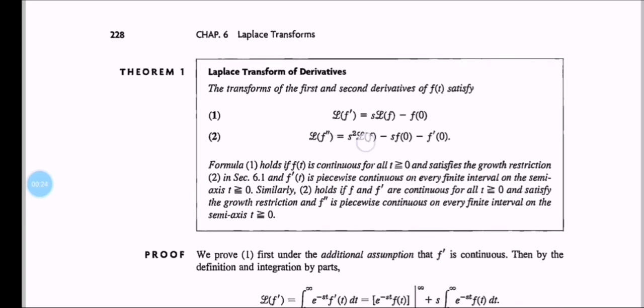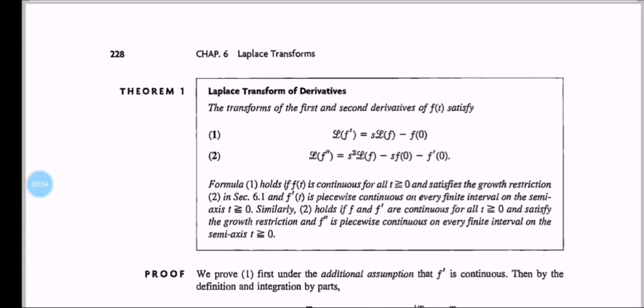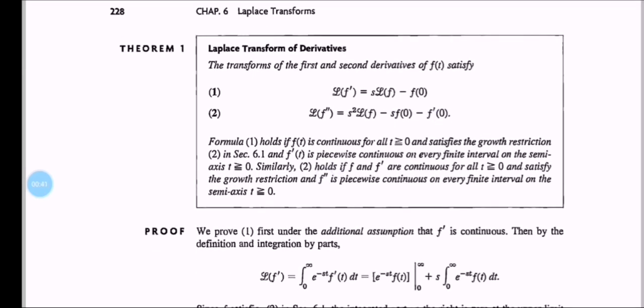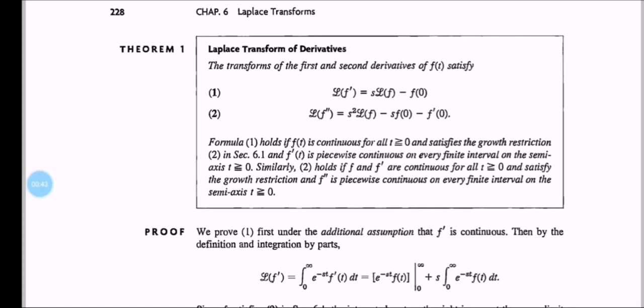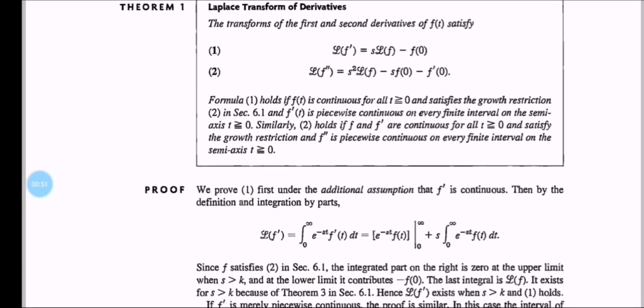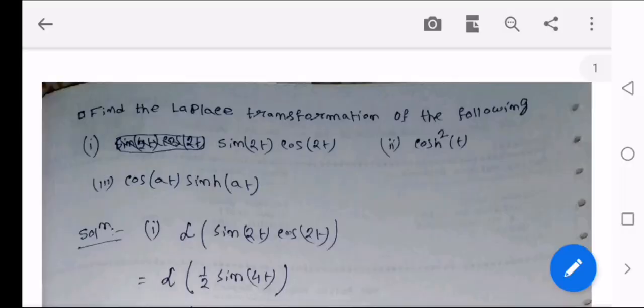Suppose we want to take the Laplace transformation of the function f dash, then the Laplace transformation of f dash is s L of f minus f(0). Similarly, L of f double dash we can write as s square F(s) minus s f(0) minus f dash(0). So these two are the Laplace transformations for the first order derivative and second order derivative.